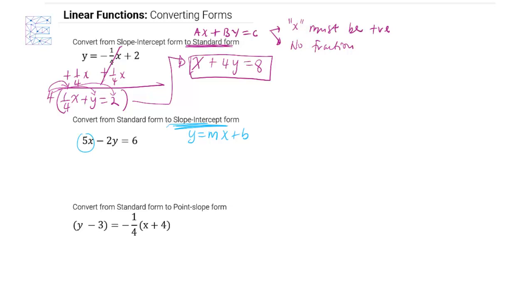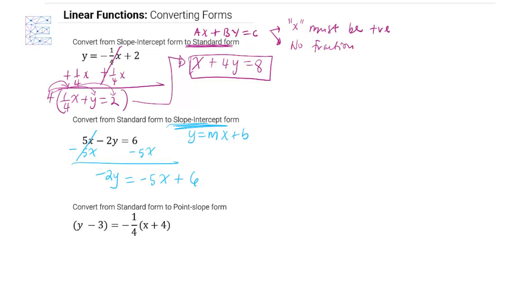We have to get rid of this 5x then. We do that by doing the inverse again, which is subtracting 5x. If you do it on the left, we have to do it on the right side as well. 5x minus 5x cancels out, which is our goal. Negative 2y equals negative 5x plus 6. I'm just going to write them in the correct order.